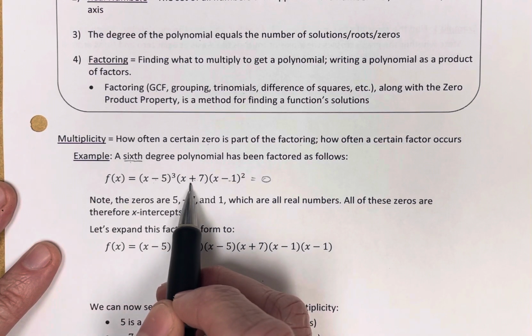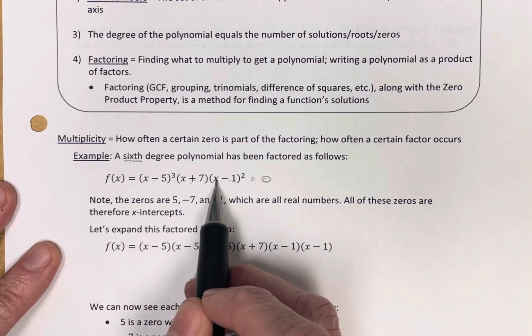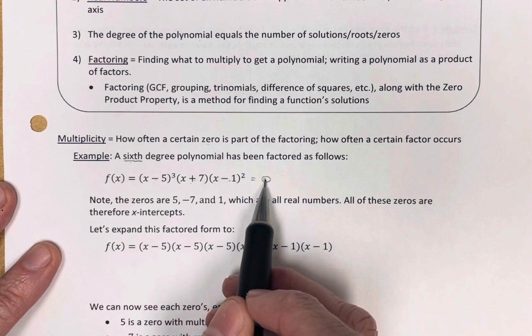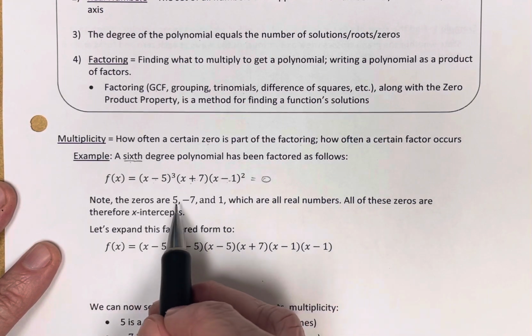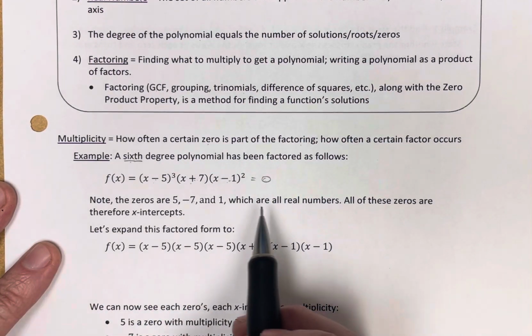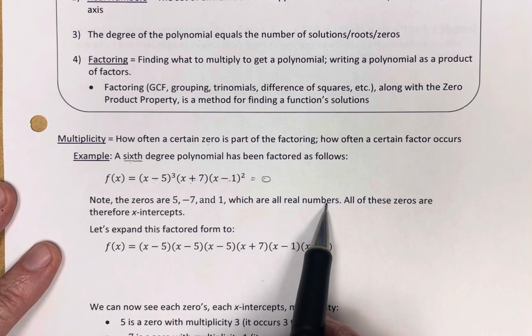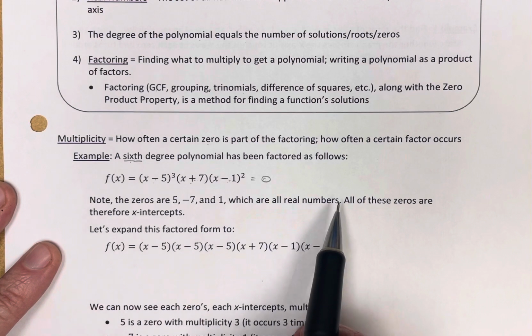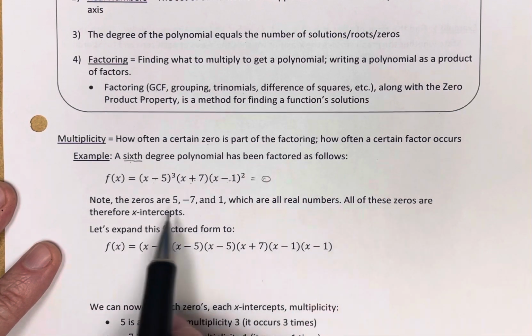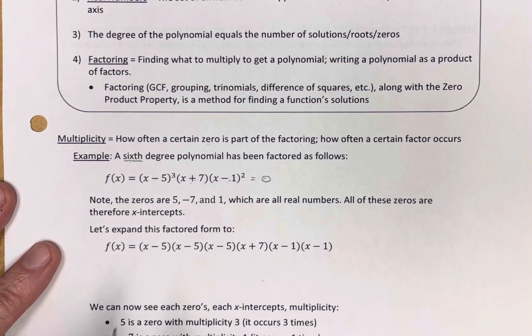If x equals -7, this is 0. And if x equals +1, this is 0. So our zeros are 5, -7, and 1, and those are all real numbers. Because they're real numbers, they're on the number line, which as far as we're concerned means they are on the x-axis, and they're also called x-intercepts.